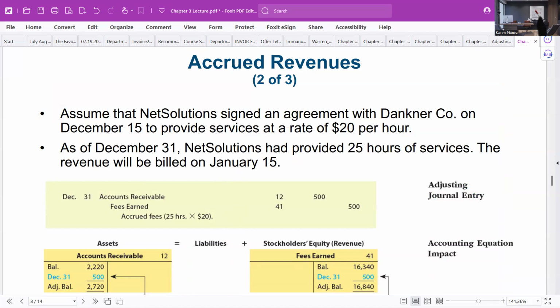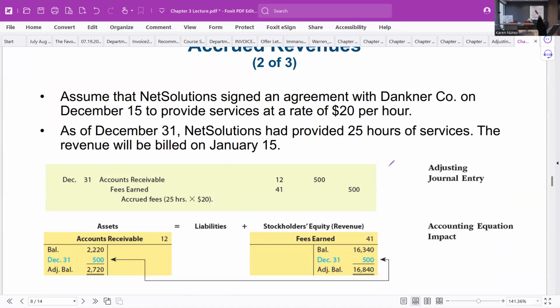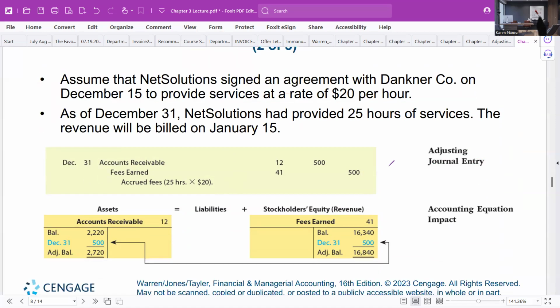So let's talk about the accrued revenue. This is an example of an accrued revenue. This company has provided services, they've done whatever it is they were supposed to do. They provided the services and they've earned the revenue, but they haven't received it yet. So at the end of the period, we have to adjust. We've got this adjusting entry at the end of the period. So when we adjust, again, we debit the receivable and we credit the revenue.